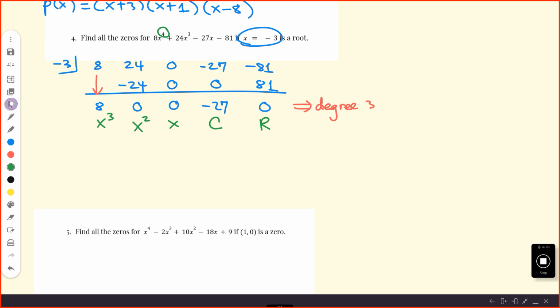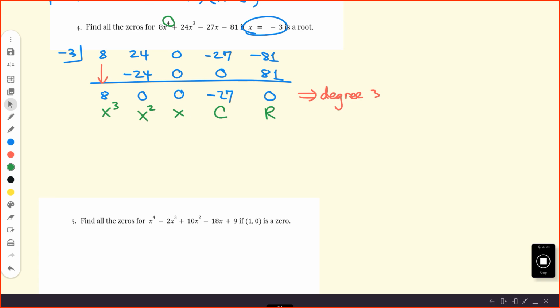Okay? Yes. And so I can write this as p of x, okay, for general polynomial. How do we write this now? We know x squared and x are 0, so we don't have to write that out. I'm just going to write this as 8x cubed, right, minus 27. Okay, so that's going to be your resultant polynomial. And we know I can write this as x plus 3. That's your factor. Okay? So times x plus 3.